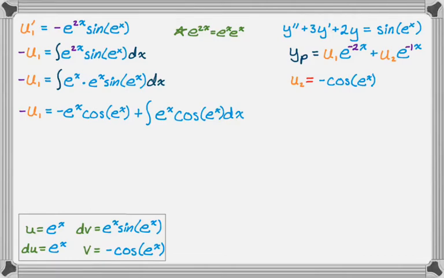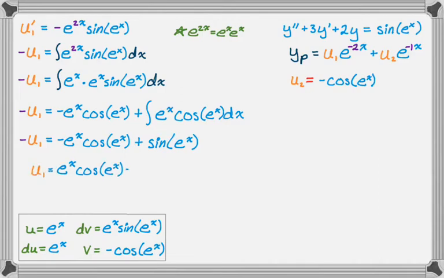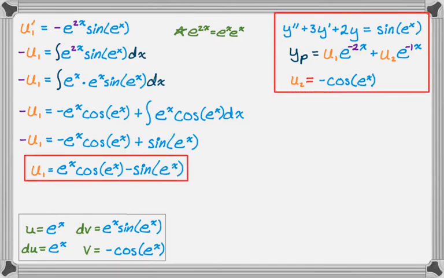e to the x cosine of e to the x is a very straightforward integral. Let u equal e to the x. It's just the integral of cosine of u du. So let's do that. We're almost done with this problem. We're integrating cosine of u du, so we just get sine of u, which is e to the x. And so now we know what u1 is. We know what u2 is.